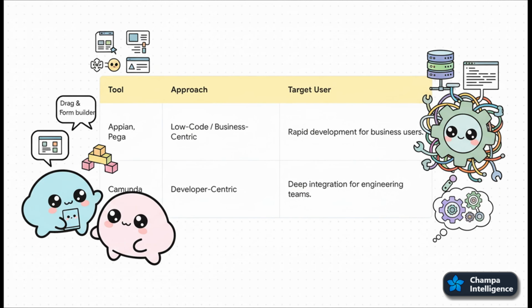Then you have the big commercial players like Appian and Pega. Now, these are a different breed entirely. They're much more focused on low-code, drag-and-drop interfaces for business users. They're great for building forms and front ends really fast. This is a big contrast to Camunda's developer-first philosophy, which has always been about technical flexibility and deep integration.